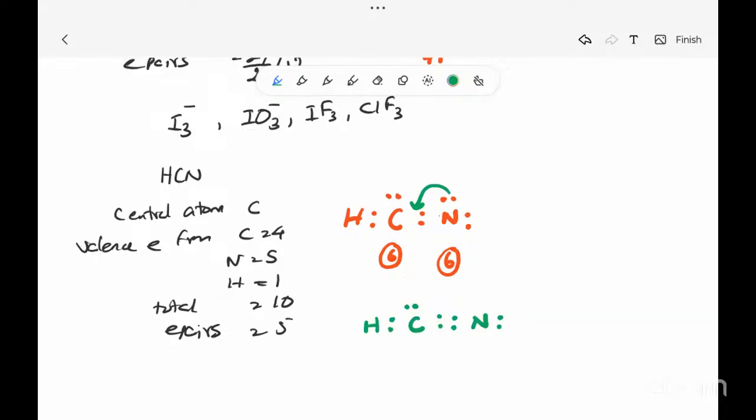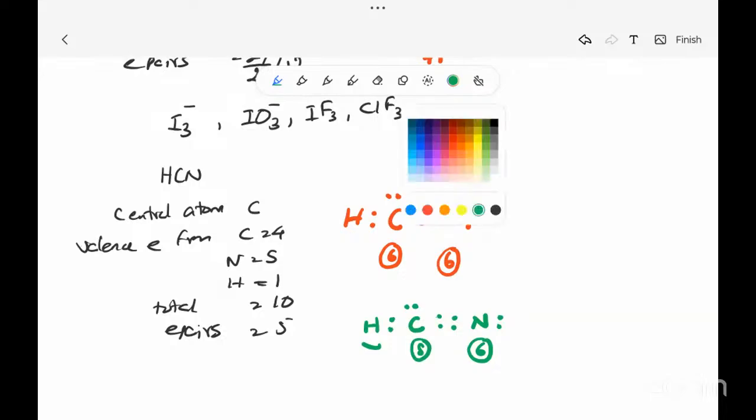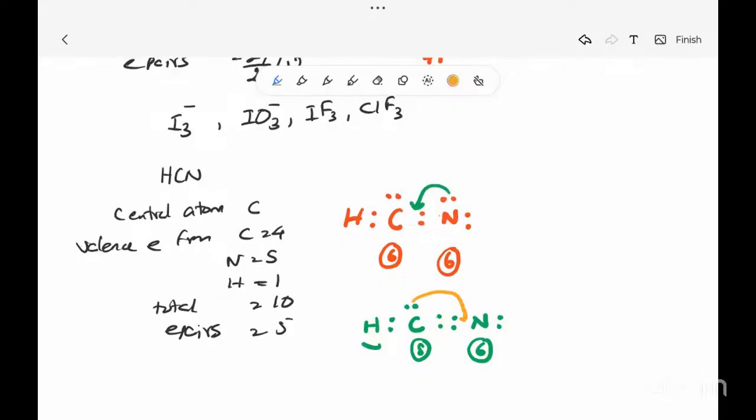So now let's count the total number of electrons. Hydrogen, there is no count. Carbon, 1, 2, 3, 4, 5, 6, 7, 8. Octet has been fulfilled. How about nitrogen? Nitrogen, 1, 2, 3, 4, 5, 6. Nitrogen still has 6, right? But we have to fulfill the electron octet for nitrogen as well. Then we have to transfer these two electrons in between these.